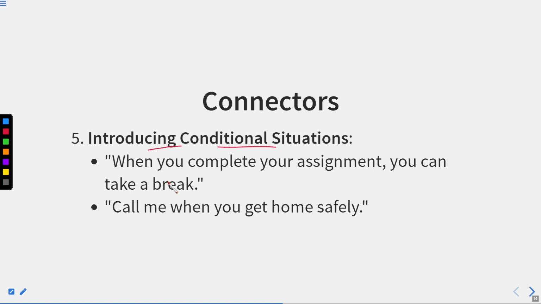Introducing conditional situations. When you complete your assignment, you can take a break. Call me when you get home safely. So these are two examples which are introducing conditional sentences. It means when you complete your assignment, you can take a break. This is a condition: you should complete your assignment. Call me. What is the condition? When you get home safely. Only after you get home safely, call me after that.